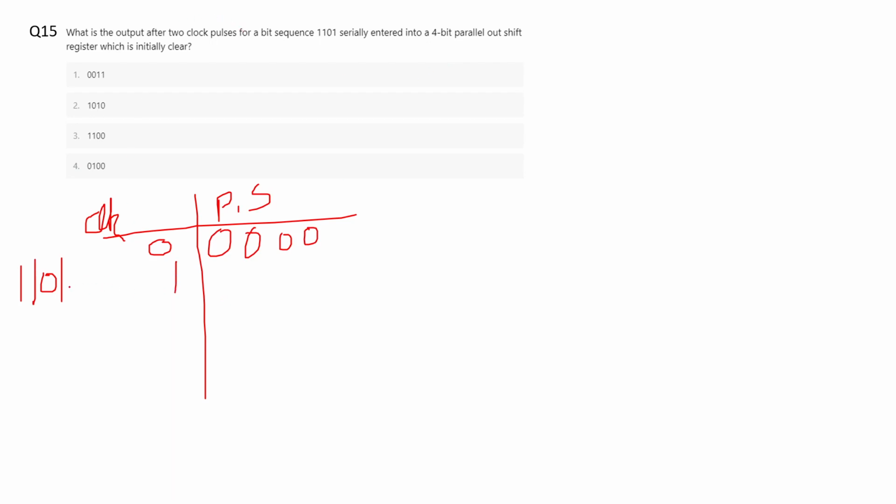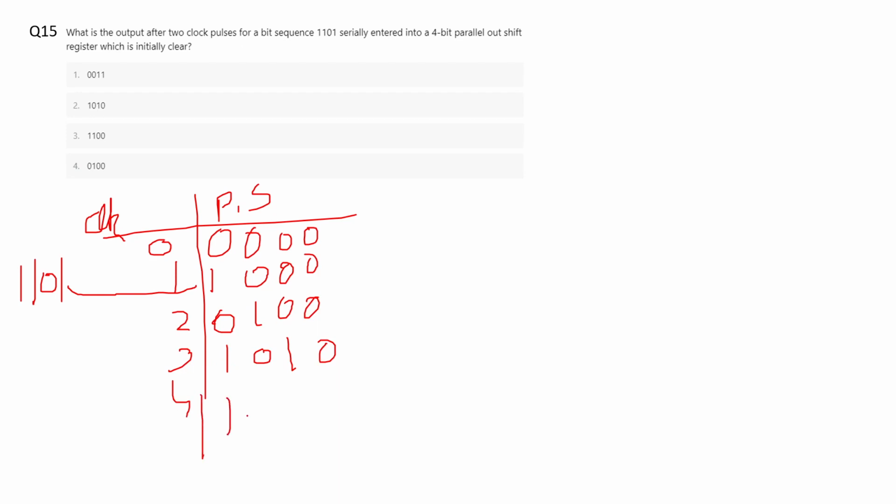After the first clock pulse, this 1 will go here and all others will shift, so it will be 1000. After the second it will be 0100. After the third it will be 1010. After the fourth it will be 1101. But we need to find out the output after the second clock pulse, so it will be 0100.